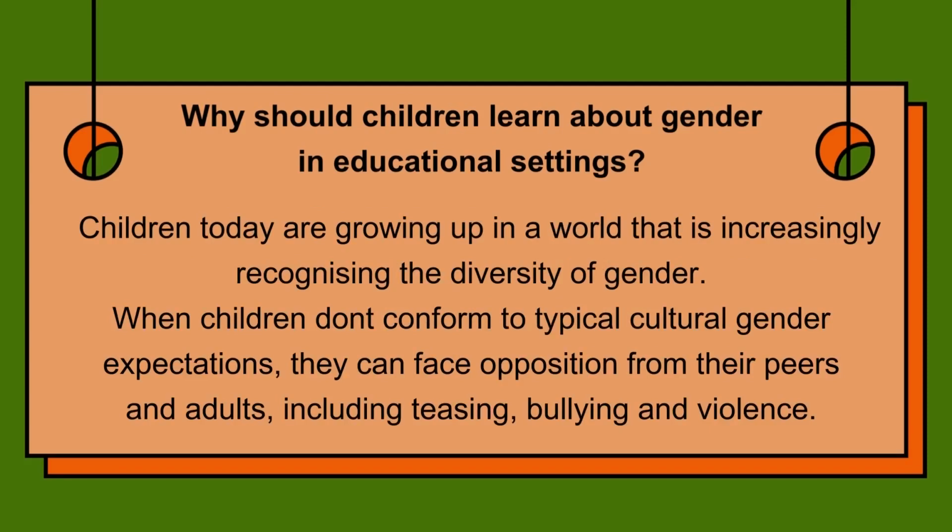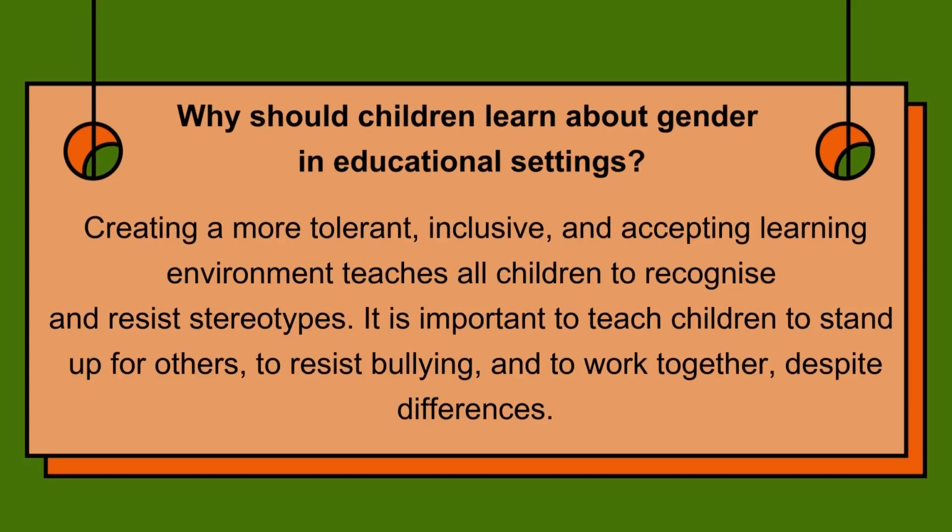Children today are growing up in a world that is increasingly recognizing the diversity of gender. However, when children do not conform to the typical cultural gender expectations, they can face opposition from their peers and adults, including teasing, bullying, and violence. Creating a more tolerant, inclusive, and accepting learning environment teaches all children to recognize and resist stereotypes. It is important to teach children to stand up for others, to resist bullying, and to work together despite differences.